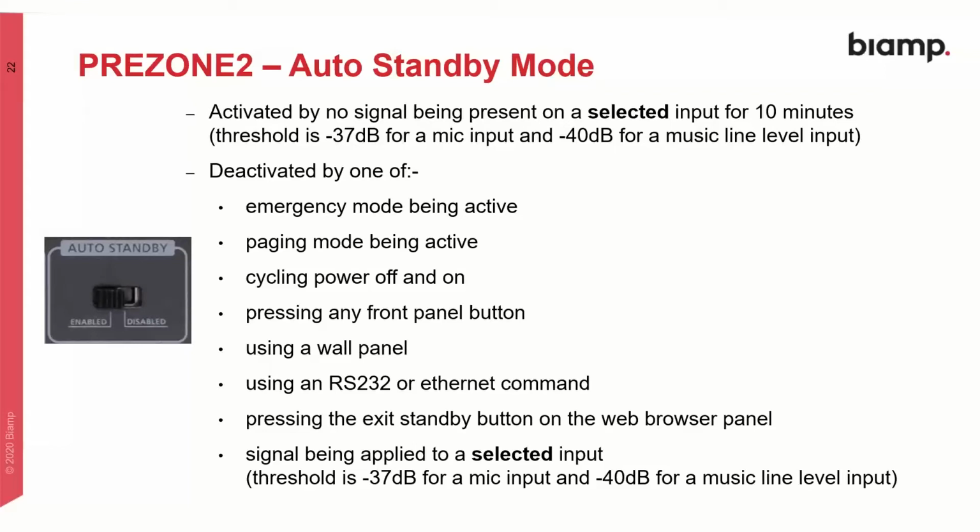The auto standby mode can be deactivated by one of many methods. Firstly, if the emergency mode becomes active. Secondly, if the paging mode becomes active. Then cycling the power off and on, pressing any of the front panels, using a wall panel, sending an RS-232 or Ethernet command, or pressing the exit standby button, which appears on the web browser in this mode. And lastly, the signal which is presented to the input. So that's a really useful mode to just allow the system to stop using energy when it's not needed.